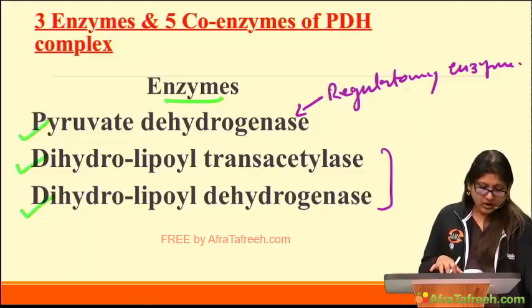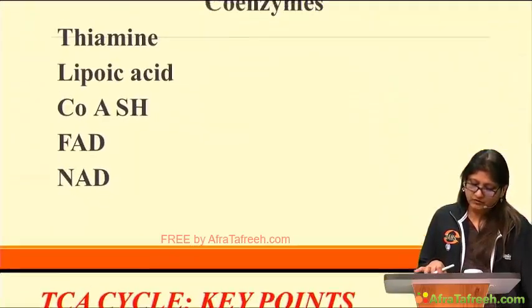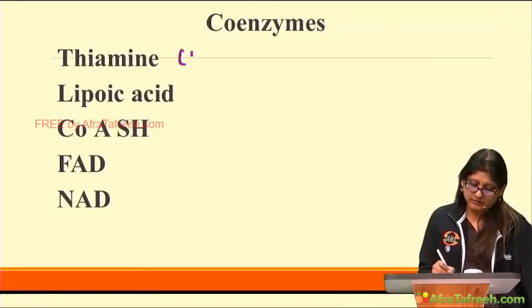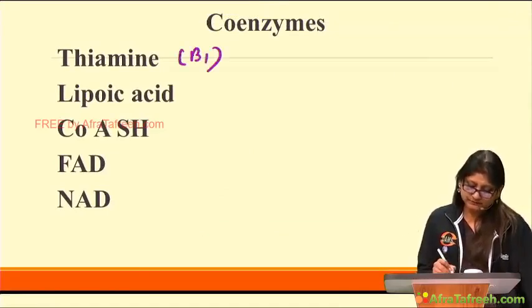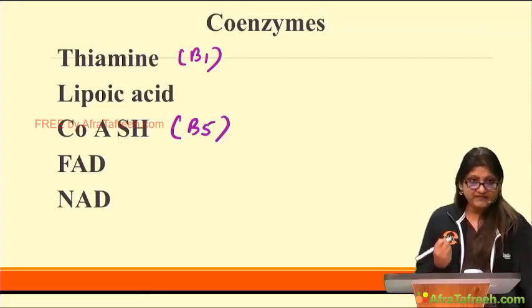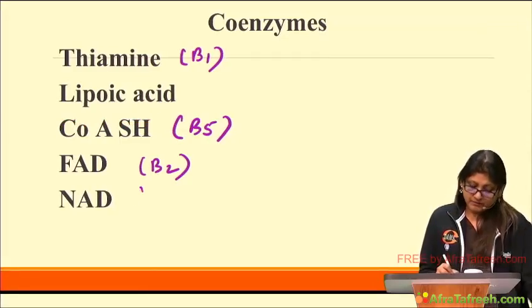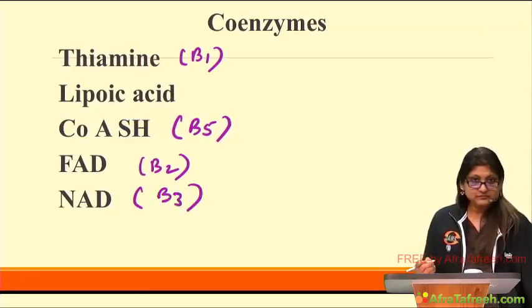And when we talk about the 5 coenzymes, we have these 5 coenzymes which are needed in the PDH complex. B1, B5 derived coenzyme A, B2 derived FAD, B3 derived NAD, children, okay?